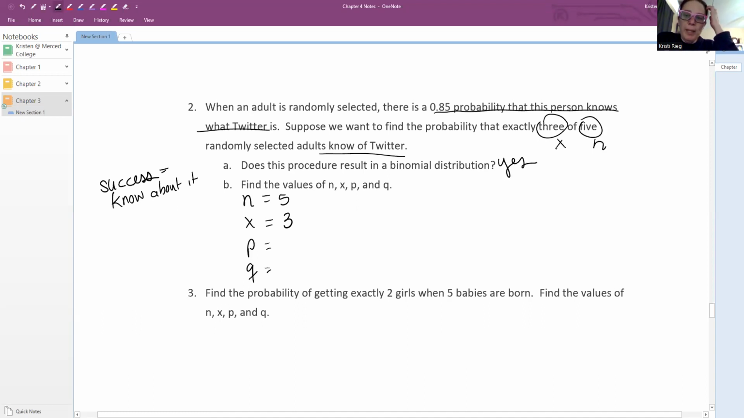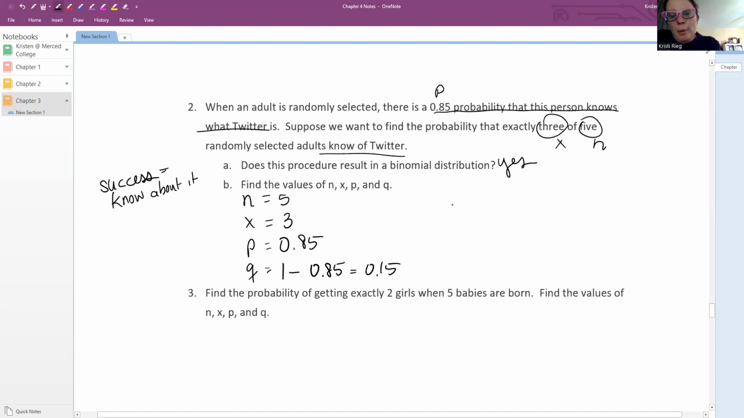All right, since the probability means you know about Twitter, this is P, because it says 0.85 knows about Twitter. And then to find Q, the formula is on the previous page, but you just do 1 minus P. Because remember from the last section, the total probability adds up to 1. So if P is 0.85, Q must be 0.15, because together that adds up to 1.